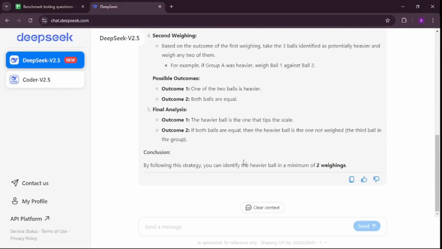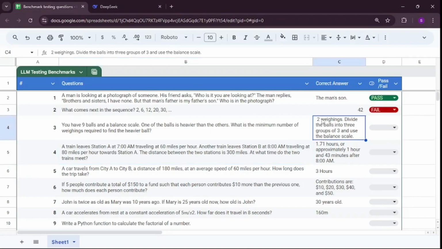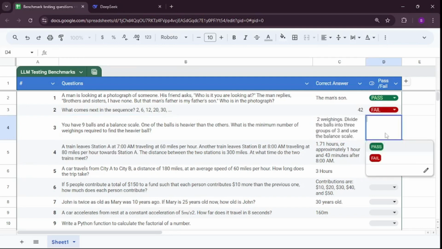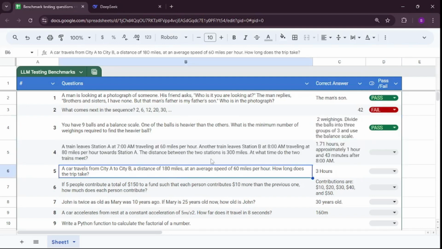The conclusion is that 2 weighings are required. If I go back to my benchmark, I can see that yes, we need 2 weighings, which is written right here. So yes, this is a pass. The next question is again going to be a numerical type question.